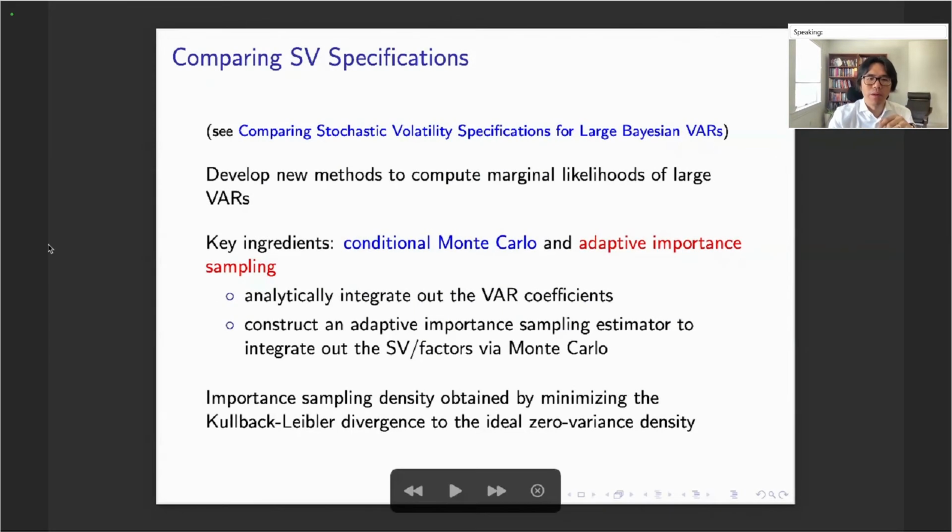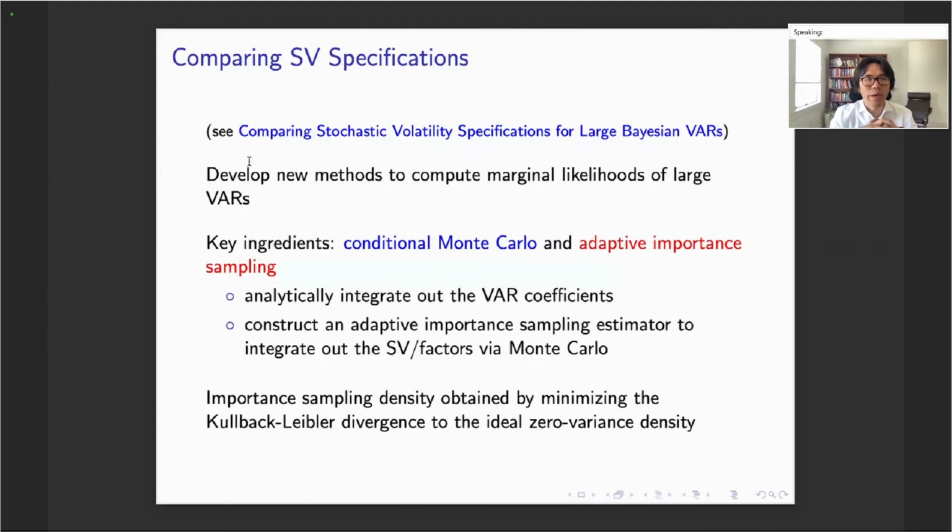So this is from this paper comparing stochastic volatility specifications for large Bayesian VARs. Essentially, the core of the paper is to have this estimator to estimate the marginal likelihood, right? While this is a forecasting conference, you can think of the marginal likelihood as just a one step ahead density forecast. So it has that interpretation. You can just think of the log marginal likelihood as just the sum of log scores for the whole sample. So this paper just has a way to compute it.